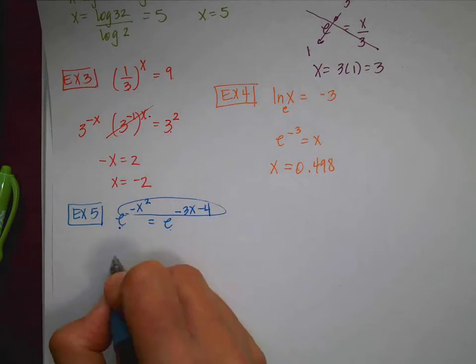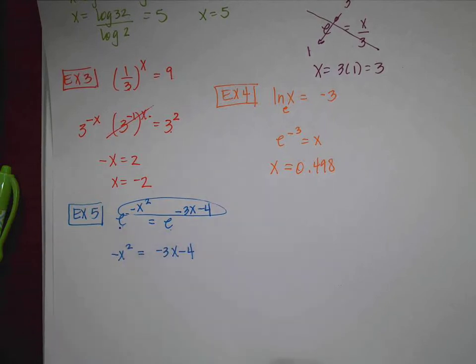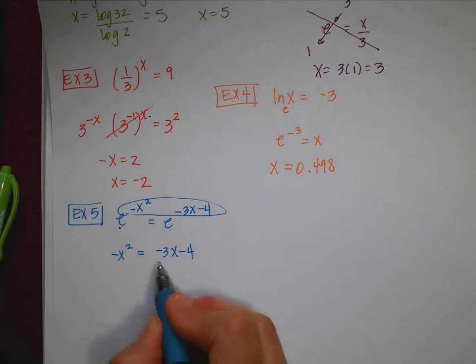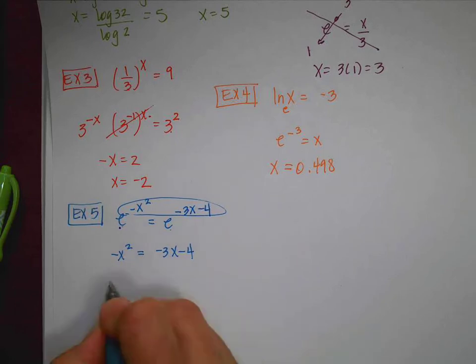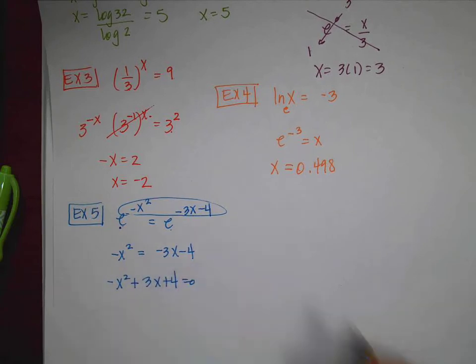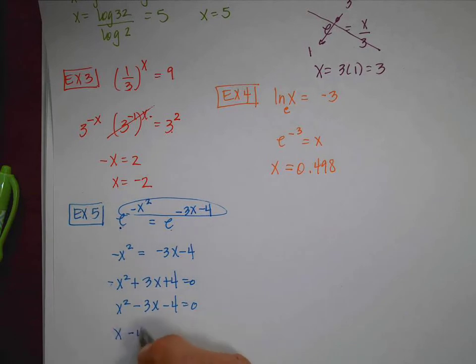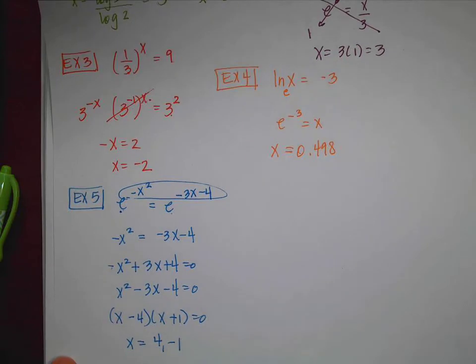So I'm going to solve the baby equation at the top, and I get negative x squared equals negative 3x minus 4. Now it's just a simple quadratic, which means everything has to go to the left-hand side. So I get negative x squared plus 3x plus 4 equals 0. I'm going to factor out a negative, so x squared minus 3x minus 4 is equal to 0. Now I can factor: x minus 4 and x plus 1 is equal to 0, so x is equal to 4 and negative 1. So that was actually pretty easy.